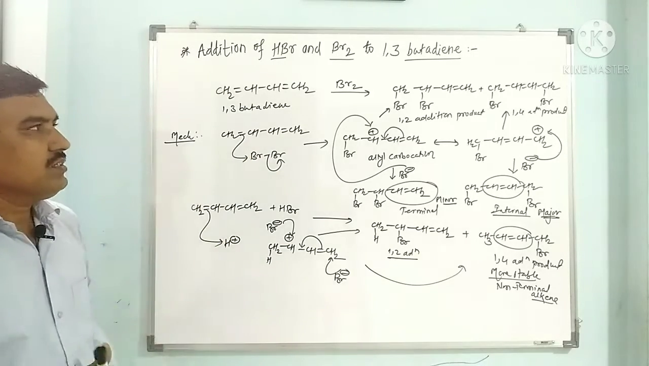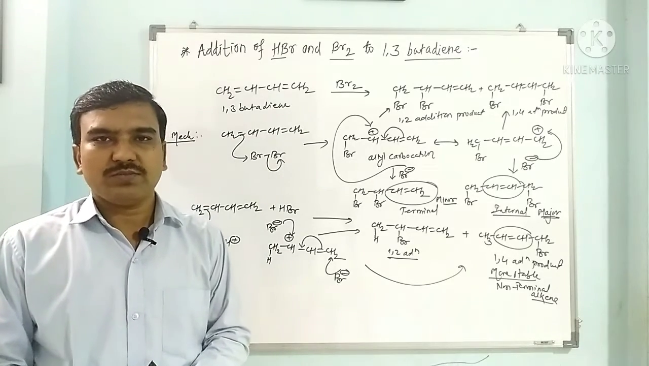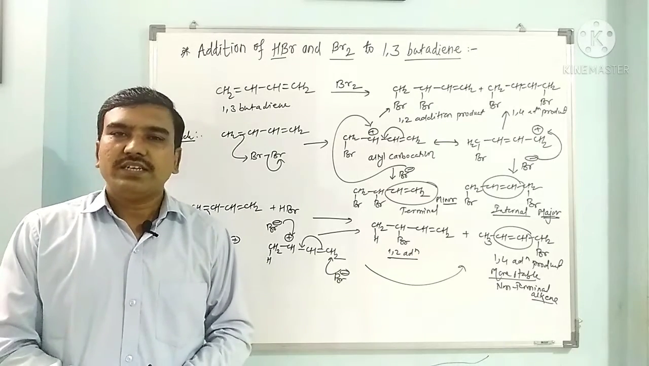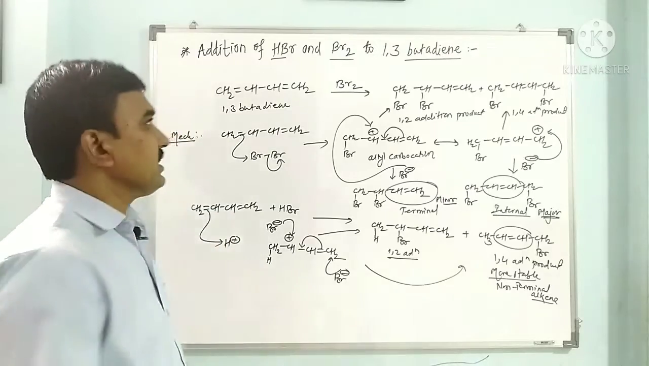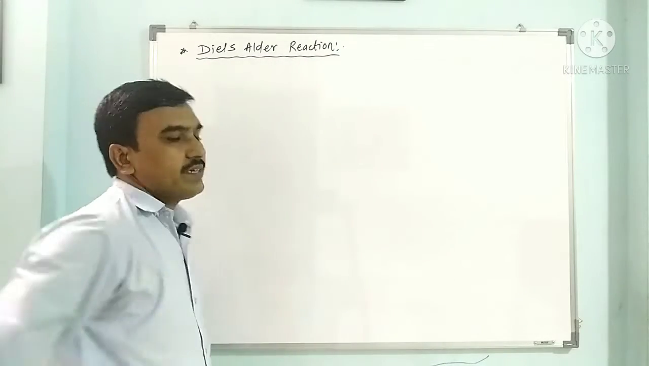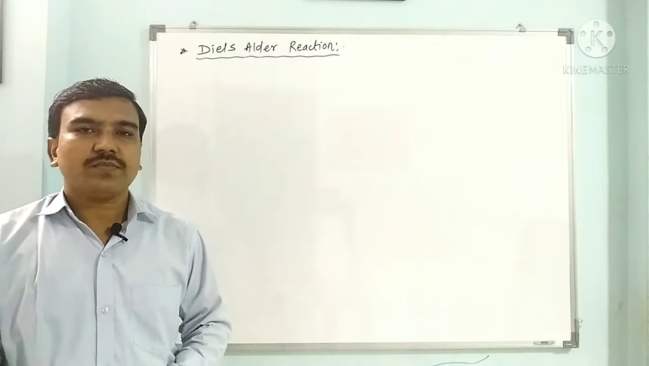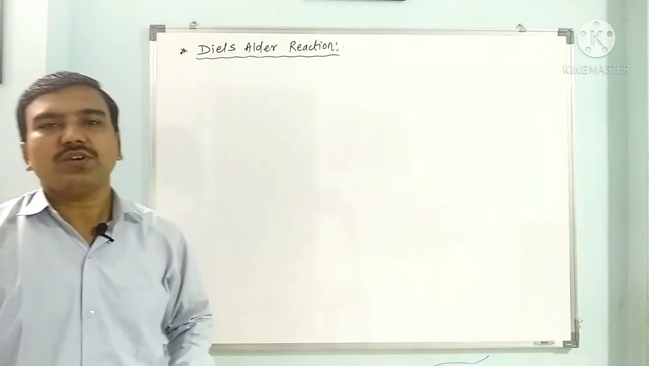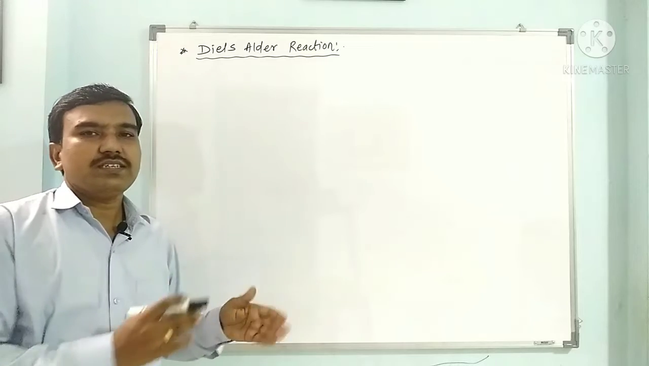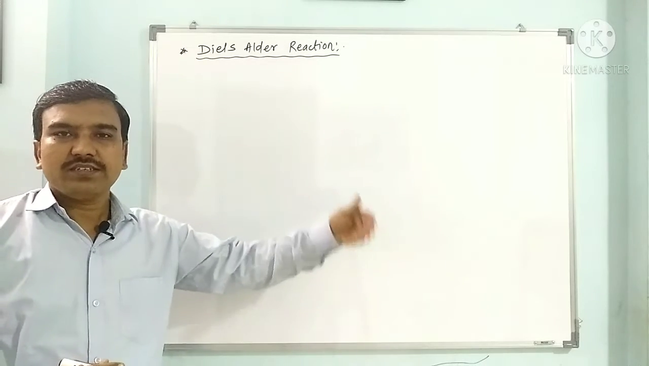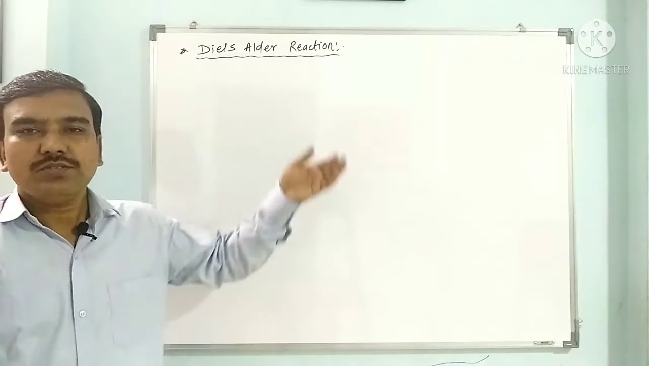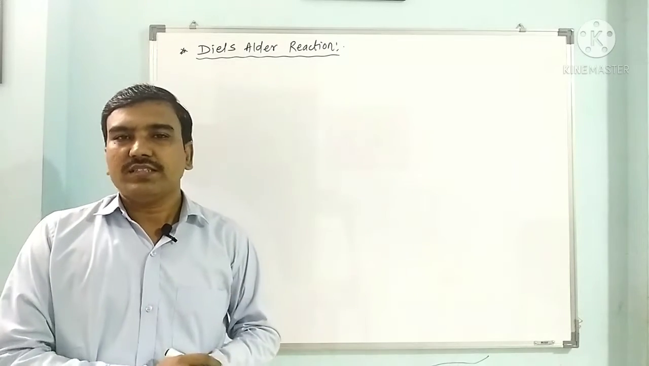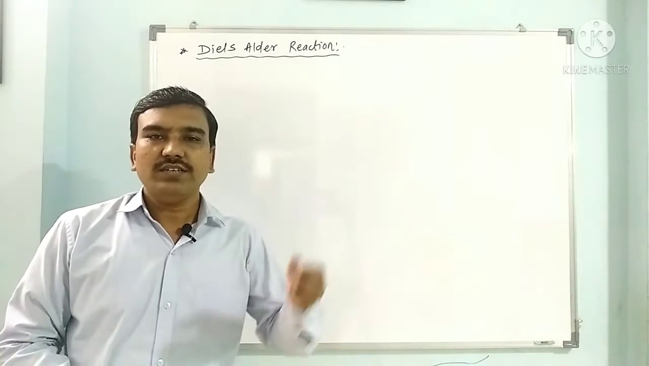Now in this way, we have seen this 1,2 addition product and 1,4 addition product in the addition reaction of butadiene. Now the next reaction of butadiene we have to see is the Diels Alder reaction. In this Diels Alder reaction, conjugated diene reacts with an alkene, that is an activated alkene, which is called as dienophile. When conjugated diene reacts with dienophile, that is alkene, it gives cyclic addition product. So a 6 membered cyclic addition product we get as a product, which is called as addition product or adduct. This reaction is called as Diels Alder reaction.